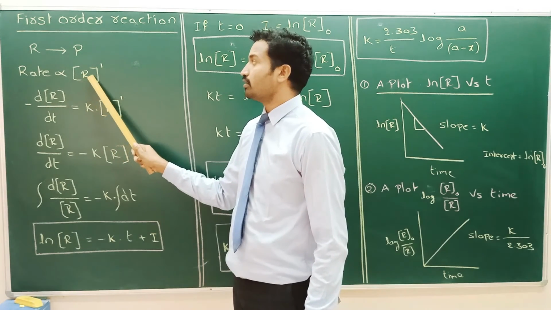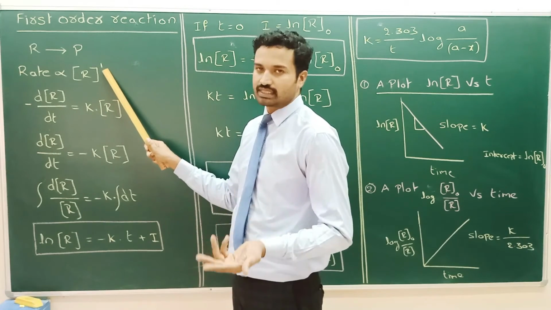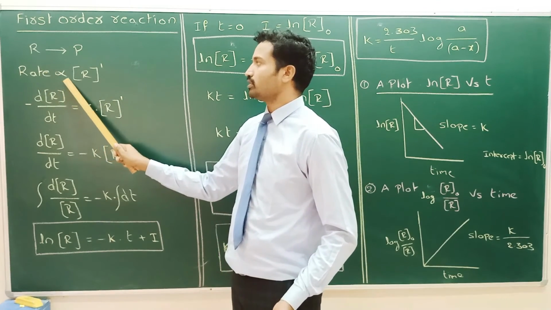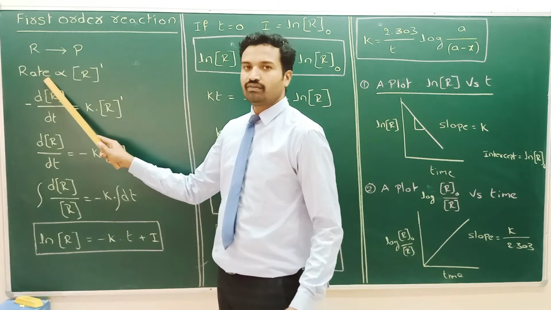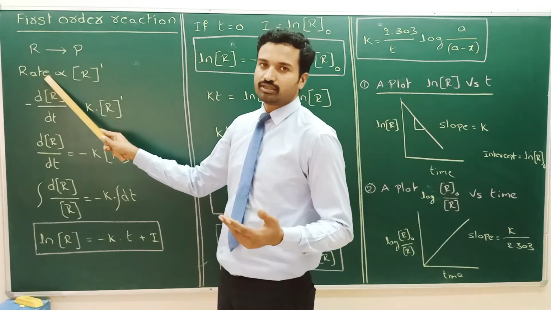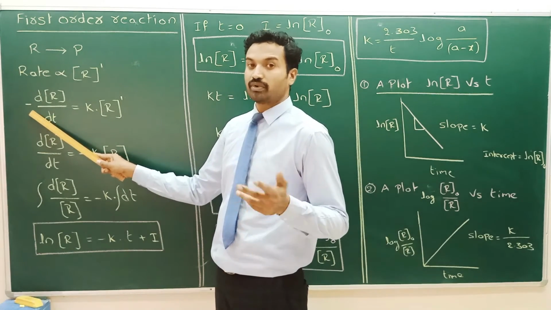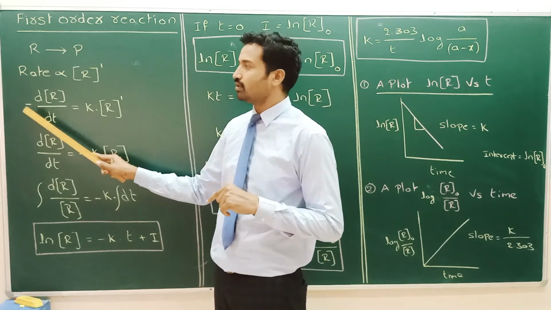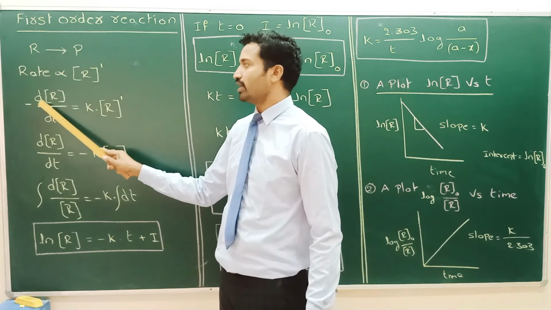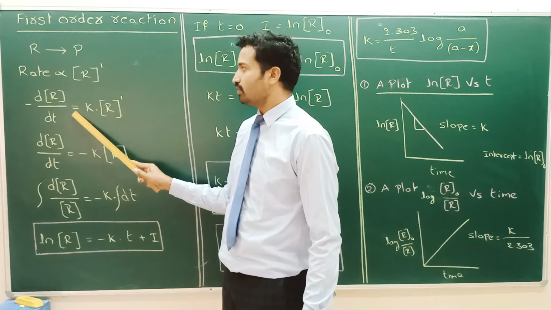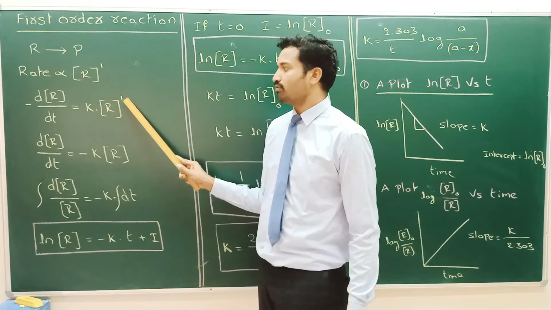Concentration of reactant to the power of 0 means zero order. Here the value is 1, so it is a first order reaction. So rate is proportional to the concentration of reactant to the power of 1. With respect to the reactant, the concentration is decreasing; with respect to the product, the concentration is increasing. So it is a minus sign. Rate is equal to minus dR by dt is equal to the proportionality constant k times the reactant concentration to the power of 1.